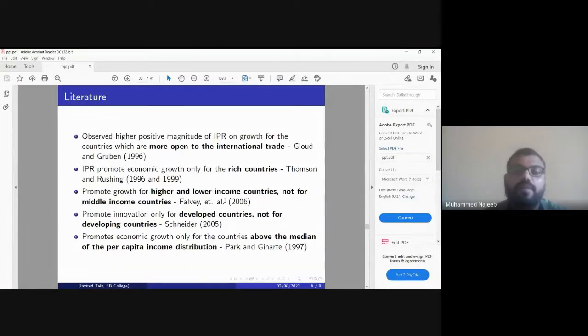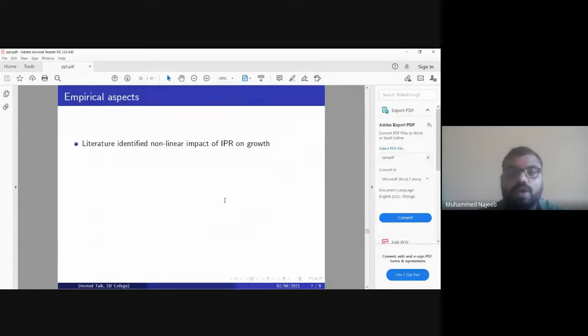For the sample above median per capita income, countries are benefiting from intellectual property right protection, and countries below that median per capita income are not getting the benefit of this intellectual property right. So, observing this literature, all this literature identified a nonlinear impact of IPR on growth. What does this nonlinearity mean? It is affecting only a few set of countries; another set it is not affecting.